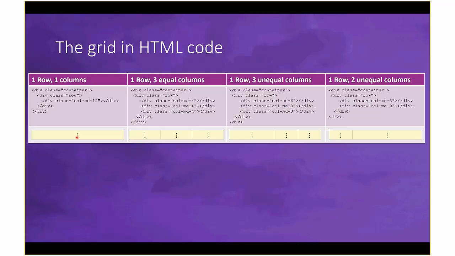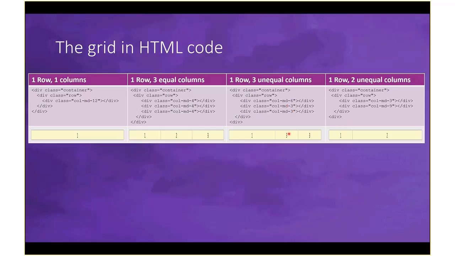This next one is 1 row, 3 equal columns. Same thing: there's my container, here's my row, and then col-md-4, and I have that 3 times because I want 3 columns, each taking up 4 grid columns. So that would look something like this. And then this one here is 3 unequal columns. You can see I have col-md-6, so this first one should take up 6 of the 12 grid columns.